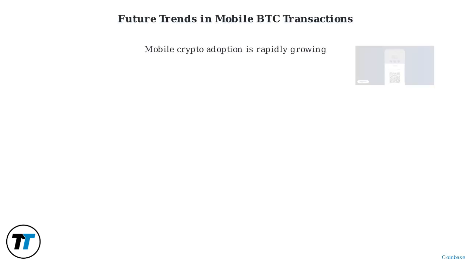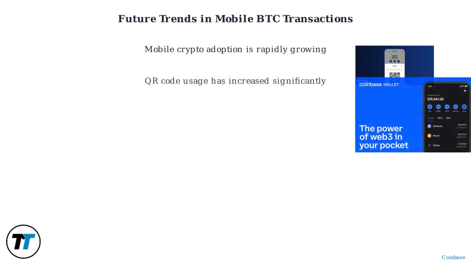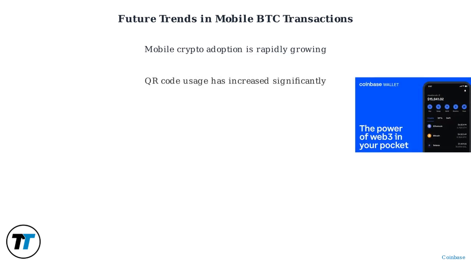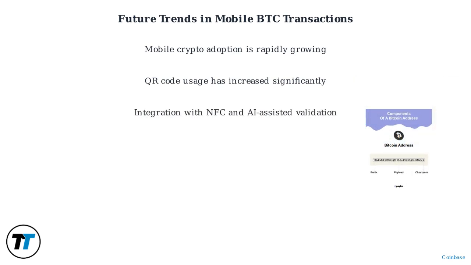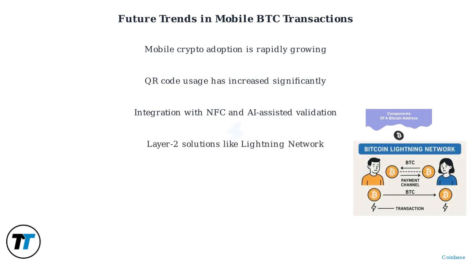Mobile crypto adoption is rapidly growing, with more users conducting transactions through smartphone apps. QR code usage has increased significantly, making transactions faster and more secure by reducing manual entry errors. Expect integration with emerging technologies like NFC for contactless payments and AI-assisted address validation to prevent errors. Layer 2 solutions like the Lightning Network are being explored to enable faster, cheaper transactions outside the main blockchain.